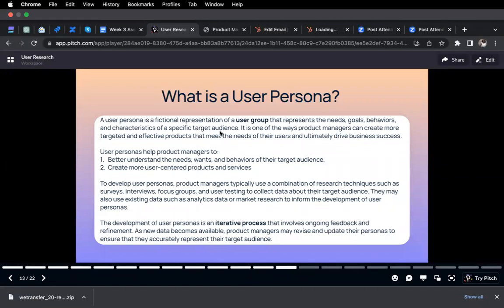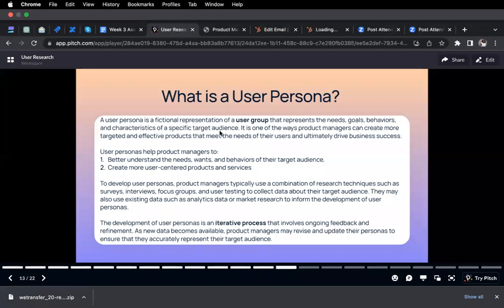Now, the development of user personas is an iterative process. Somebody say iterative process. What do I mean by iterative process? Who can answer that? I'm sure that I have used iteration a lot in this class. What do you mean by iterative process? Whatever is repeated over and over, constant repetition. Thank you. It's a cycle that never ends.